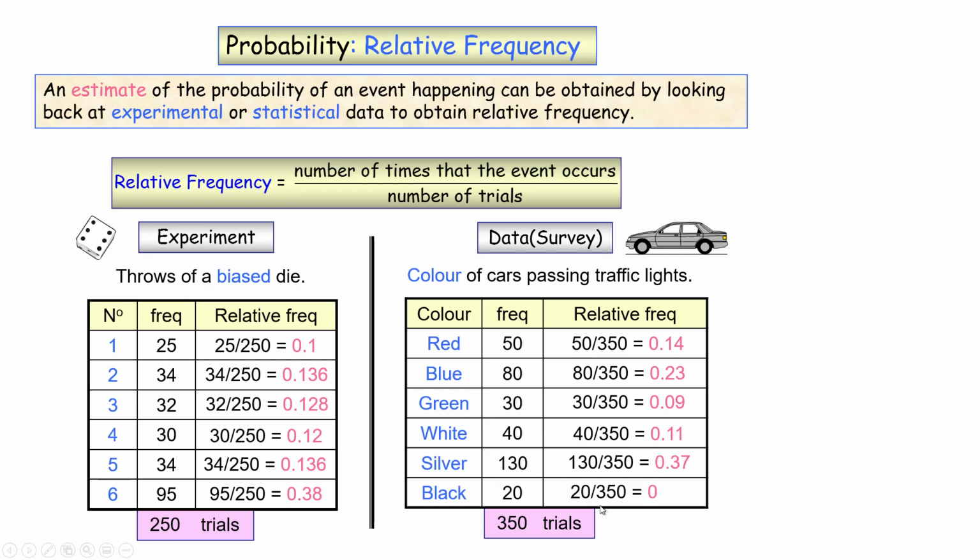Because a lot of people like silver cars. We see a lot of silver cars. That's got a probability of 0.37. Okay, so that's relative frequency. It's straightforward, easy enough to understand. What's important about relative frequency is that we can use it then for a larger amount.